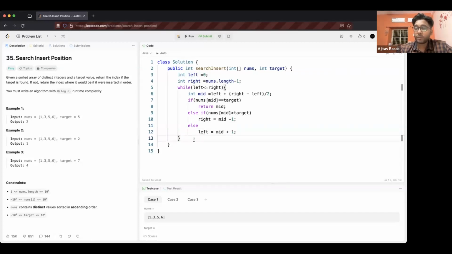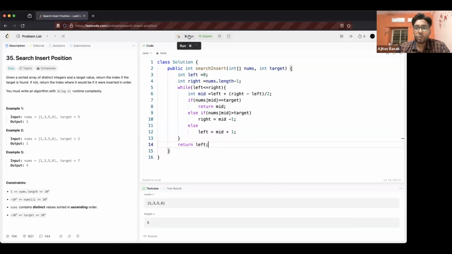Once we come out of the loop, if we have never received the mid value, only then we will be able to come out of the loop. And if we do that, we will return the left value, because that would be the index where the value can be inserted. Now the time complexity for this code is O of log N.